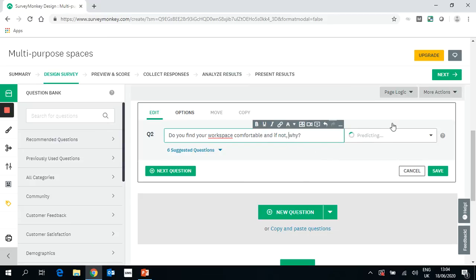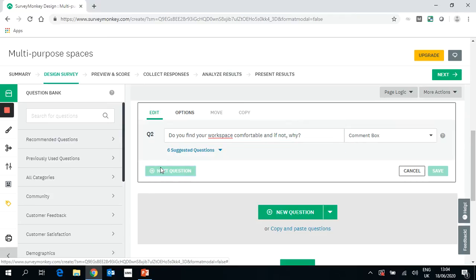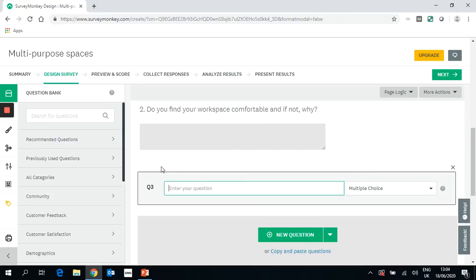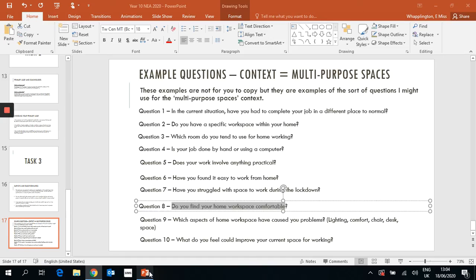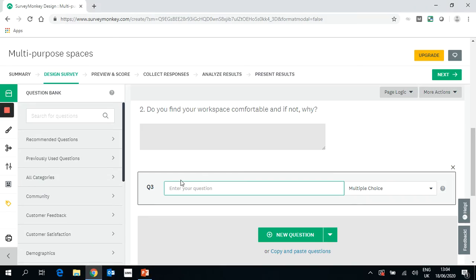And if not, I don't want to do multiple answers because I just want them to write an answer so that I can afterwards. So I'm going to leave it in comment box. Okay? And I'm just going to next question. What issue? Okay?